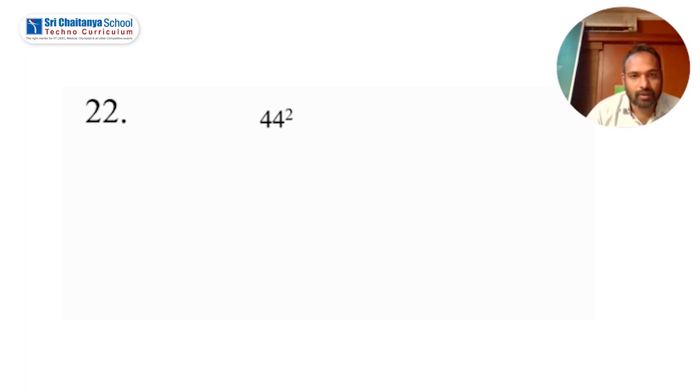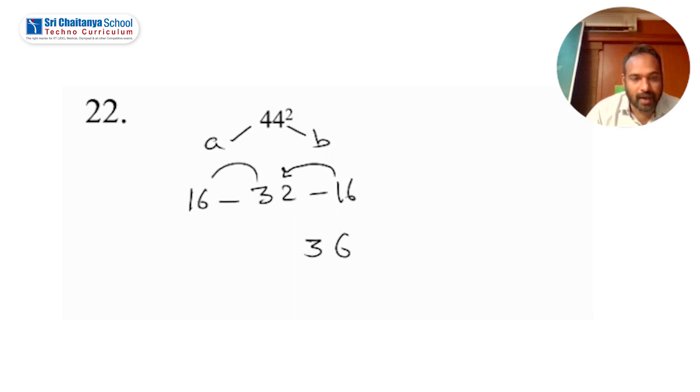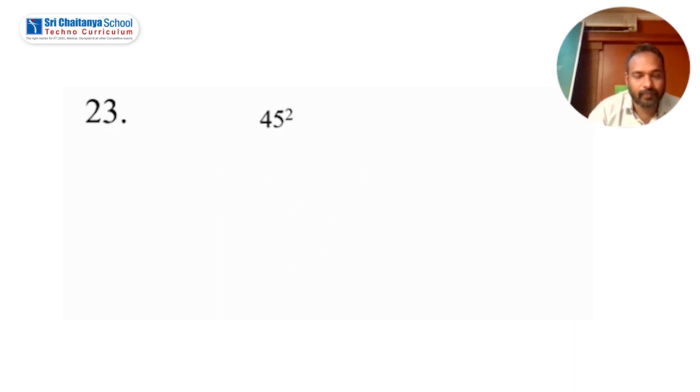44 square. So the value of A is 4 and value of B is also 4. 4 square 16. Next 2AB. 2 into 4 into 4 32. B square means 4 square 16. Now do the balancing. 6. This 1 will carry forward. So 2 plus 1 is how much? 3. Again, this 3 will carry forward. 16 plus 3 is how much? 19. So the answer is 1936.